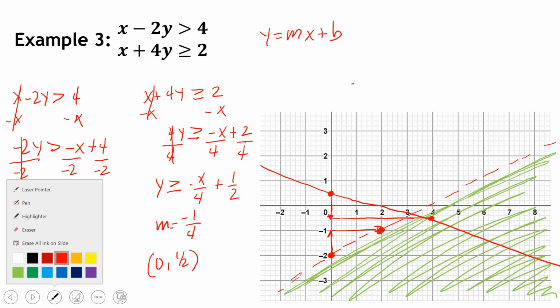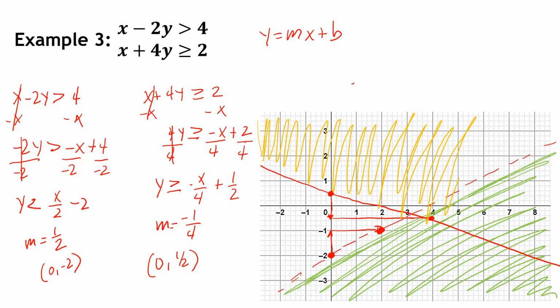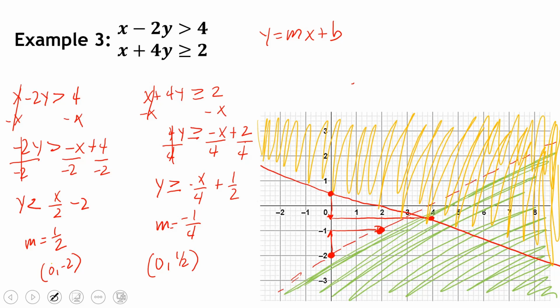And then shade the upper region. There you go. And then I'm going to emphasize the intersection here.